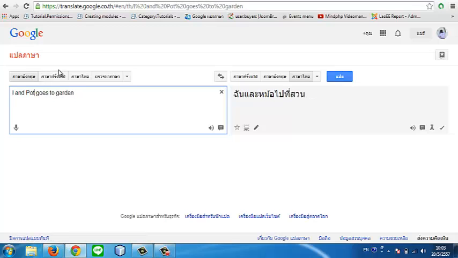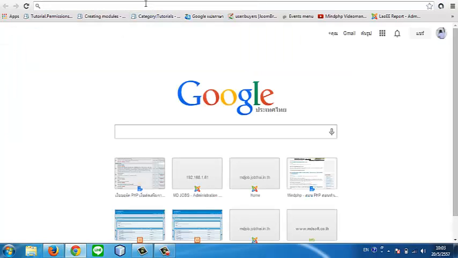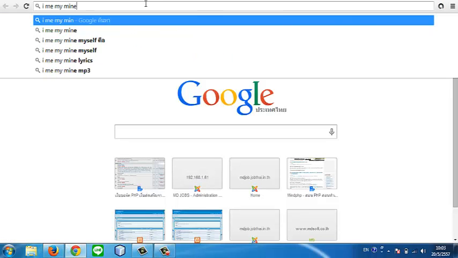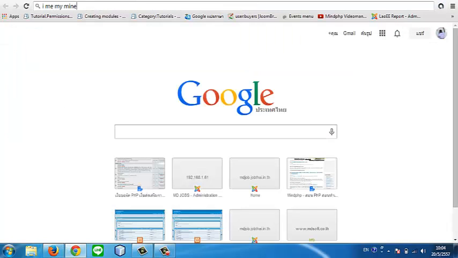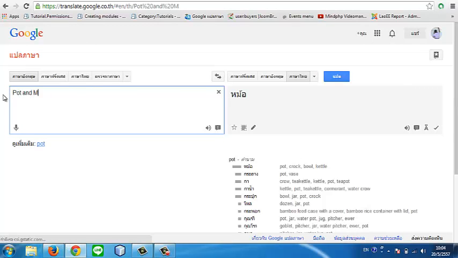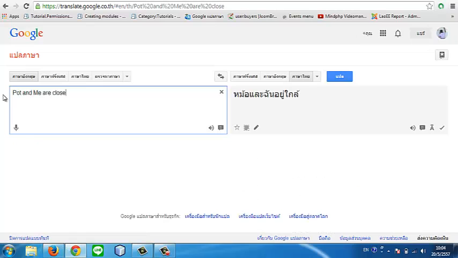What does it mean pot? Now if we also have me, we can also use me. In first person, I, me, my, and mine. Now, on how to use me, pot and me are close. We cannot use I and pot. Me is not in the first word in the sentence.